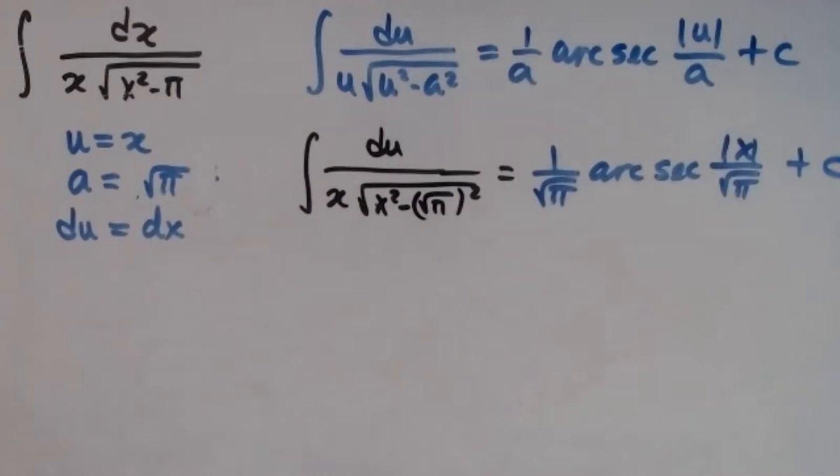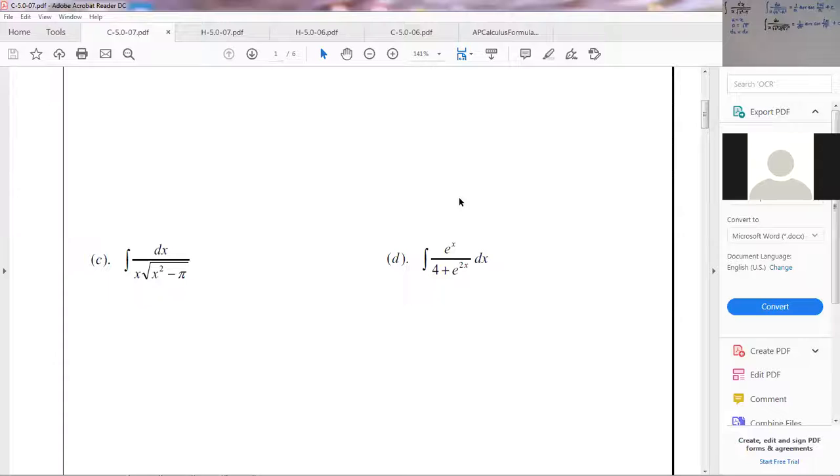Okie dokie. So another one that is a little bit more difficult. You see this one, D. So problem D. In this case, you have the exponential. Don't worry, don't panic. Everything is going to be worked out in the same way. The integral of dx over 4 plus e to the 2x.